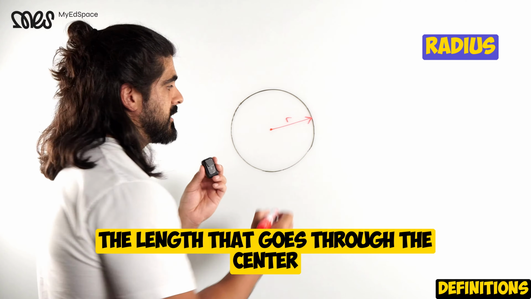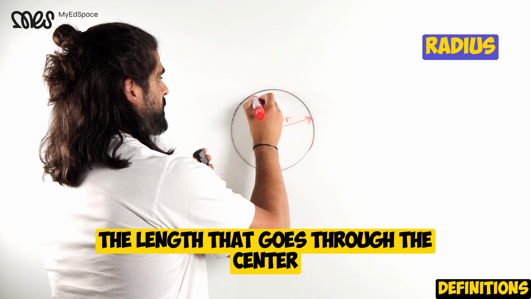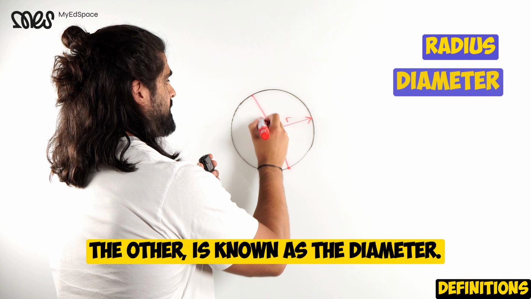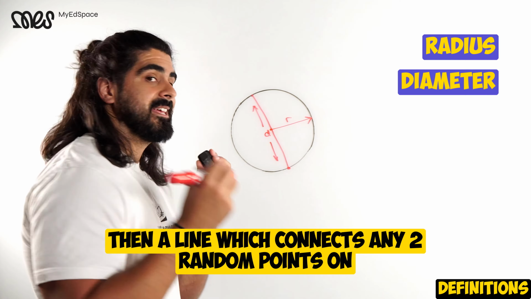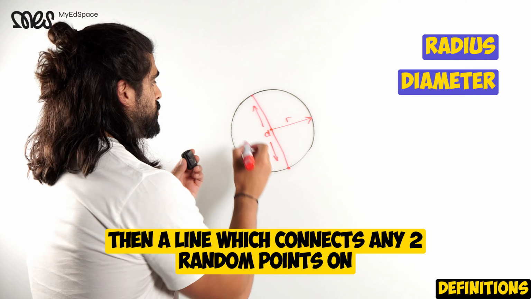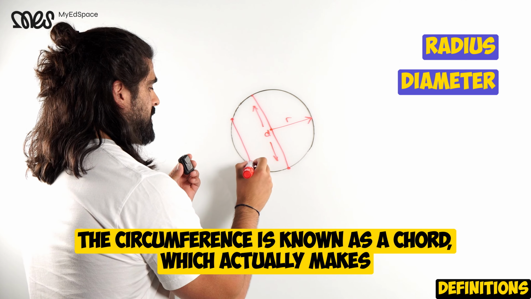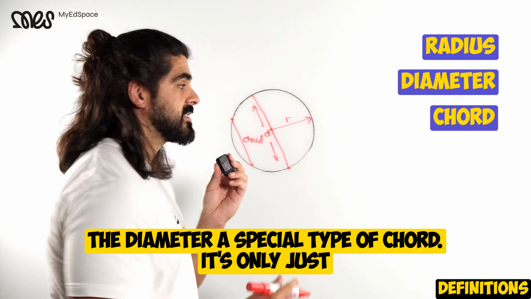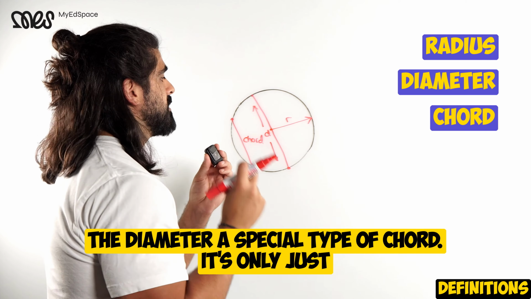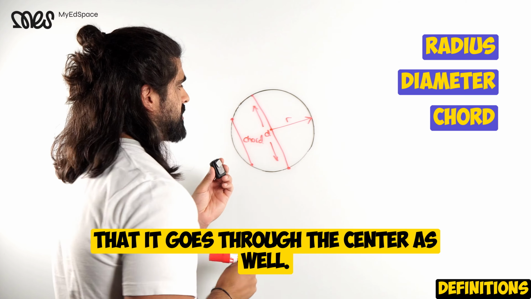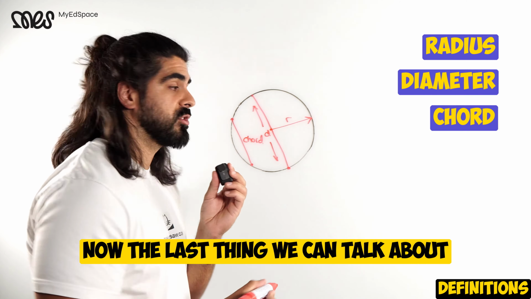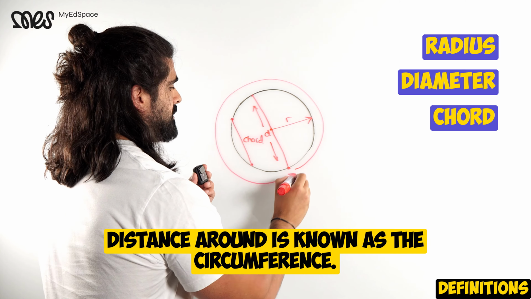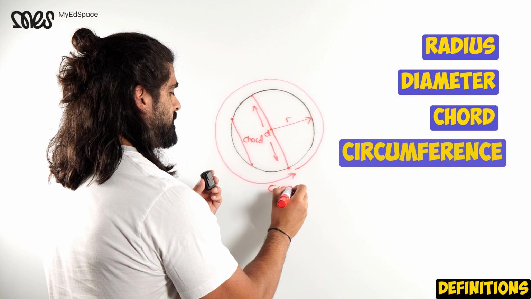The length that goes through the center from one part of the circumference to the other is known as the diameter. Then, a line which connects any two random points on the circumference is known as a chord, which actually makes the diameter a special type of chord. It's just that it goes through the center as well. Now, the last length we can talk about is the perimeter of a circle, or the distance around, is known as the circumference.